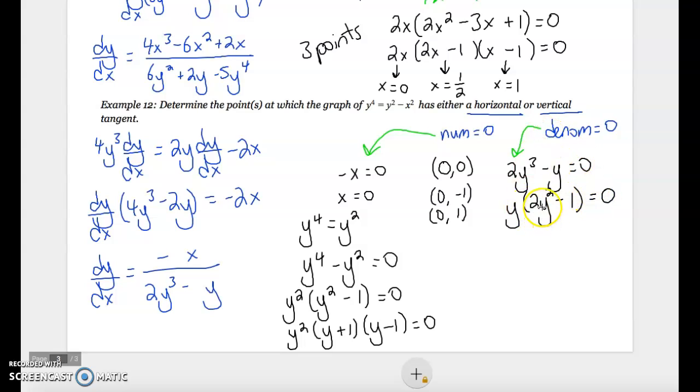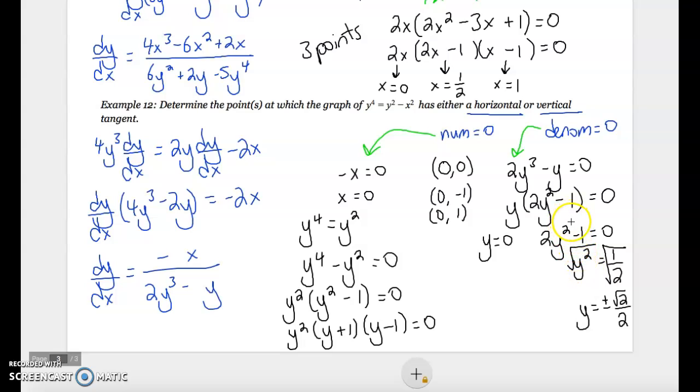Lovely. Let's see. Y equals 0 is an easy one. But then if I do 2y squared minus 1 equal to 0, watch this one, it's going to be crazy. Add 1 over, divide by 2, so you have y squared equals 1/2. Square root it. So we'll get y equals plus or minus 1 over the square root of 2, or if you rationalize it, the square root of 2 over 2.